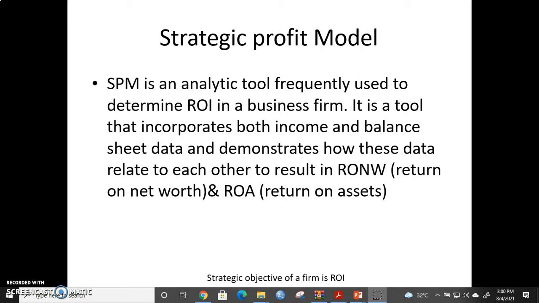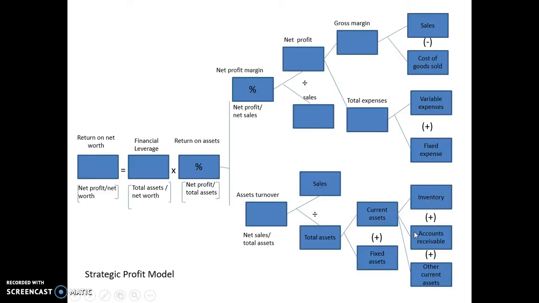It is a tool that incorporates both income and balance sheet data and demonstrates how these data relate to each other to result in return on net worth and return on assets. So we are going to discuss this particular strategic profit model, and it's a really very interesting model to learn about for evaluating the performance of a particular distributor or the channel partner or a particular channel.